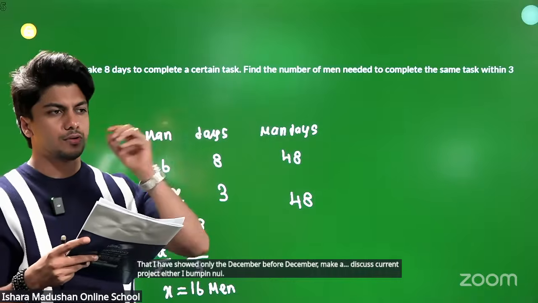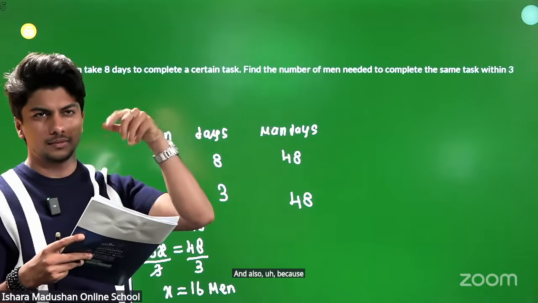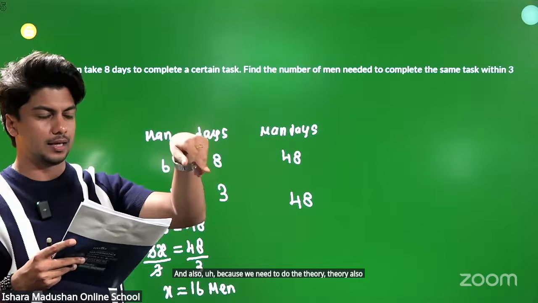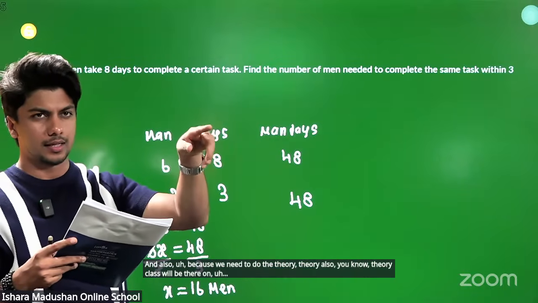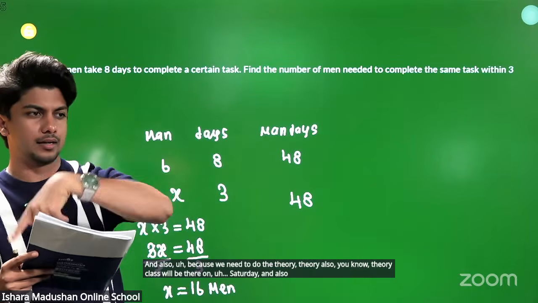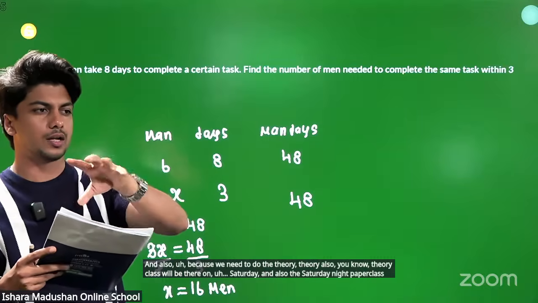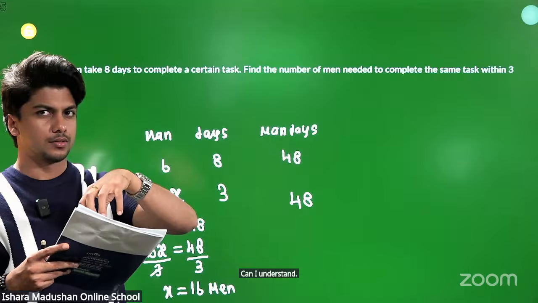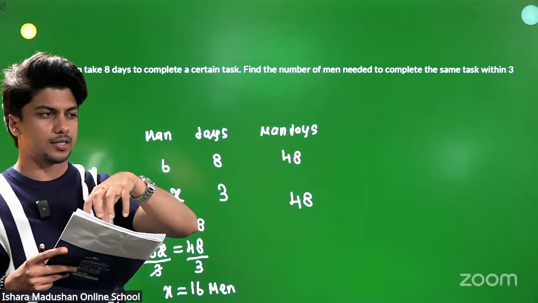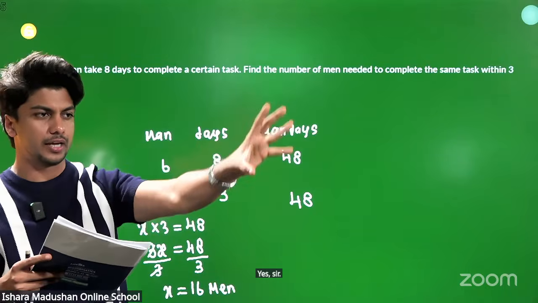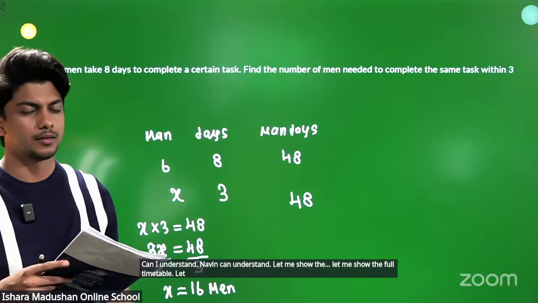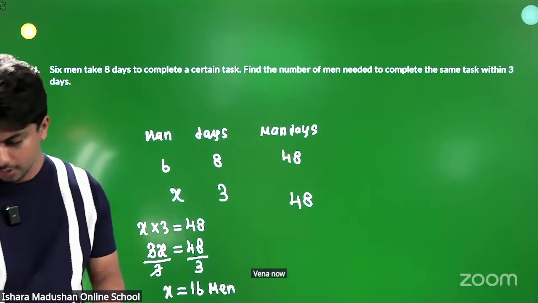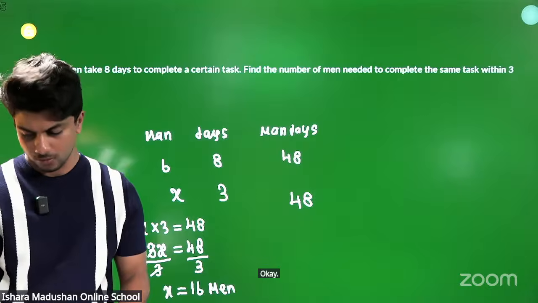And also, because we need to do the theory also, no? Theory class will be there on Saturday, and also the Saturday night paper class, no? That also you can come. Can you understand? Devin, can you understand? Yes, sir. Let me show the full timetable. Okay? Okay, sir. Thank you, sir. All right.